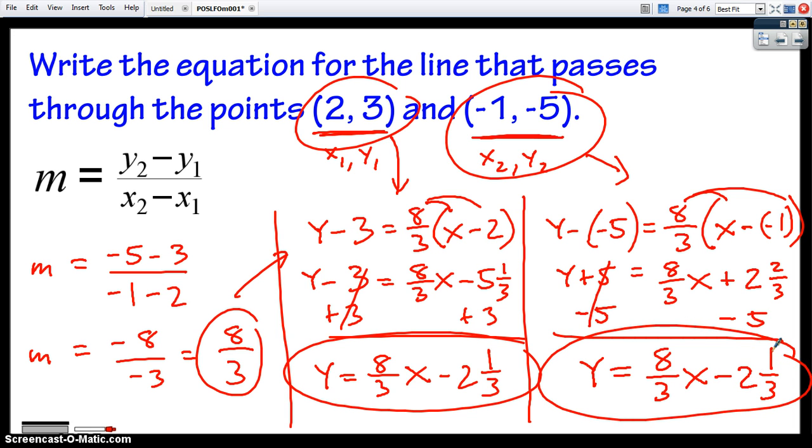So it does turn out it really doesn't matter. I can use either of the points, and I use my slope, and even though they start off differently in point-slope form, when I rearrange them into slope-intercept form, I get the exact same identical equation.